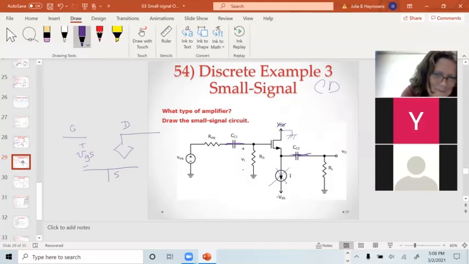Does negative VSS also go to ground because it's marked as a source? Yeah, it would, but it's a ground on the other side of an open circuit, so it doesn't really matter.